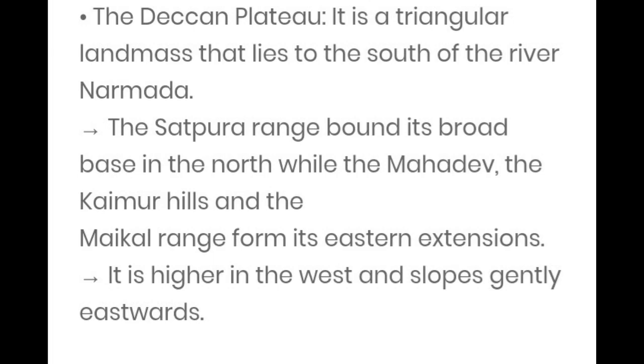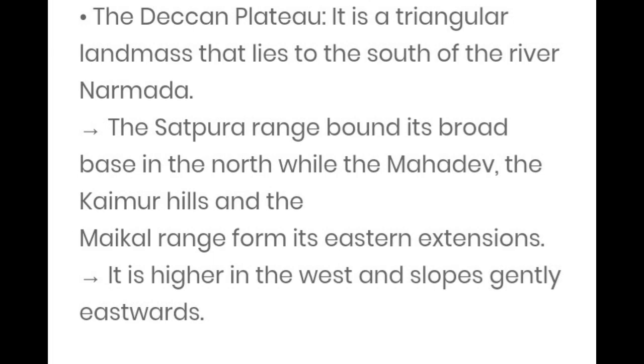The next part, after the Central Highlands and the Chota Nagpur Plateau, is the Deccan Plateau. The Deccan Plateau is a triangular landmass that lies to the south of the river Narmada. The Satpura range bounds its broad base in the north, while the Mahadev and the Kaimur hills and the Maikal range form its eastern extension.